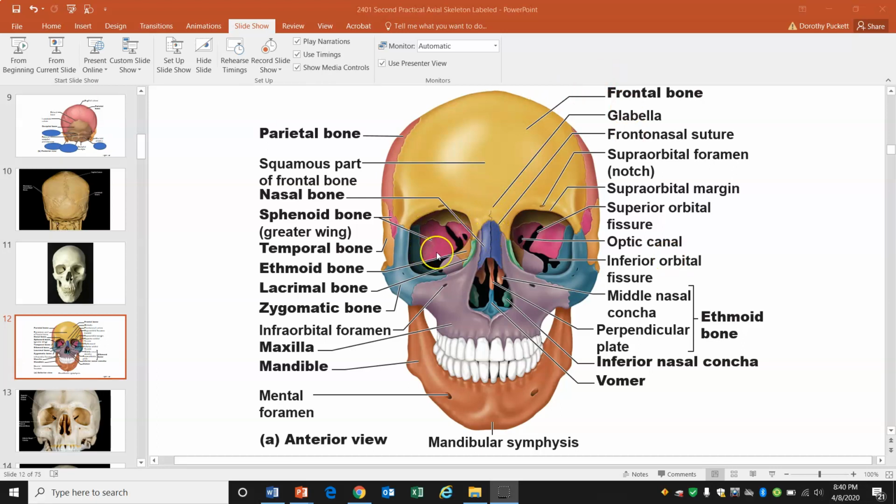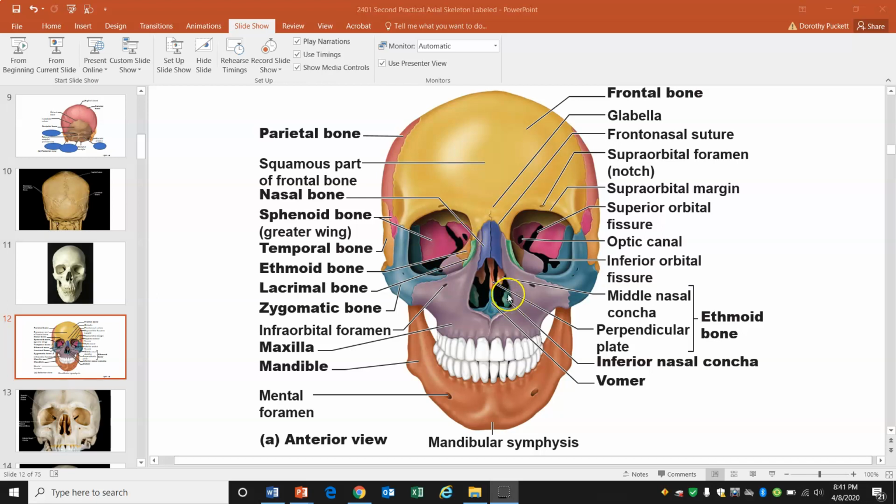Here you can see where the sphenoid bone is, because that's pink, and the superior orbital fissure, the inferior orbital fissure, and the optic canal. I went over them in the last video.